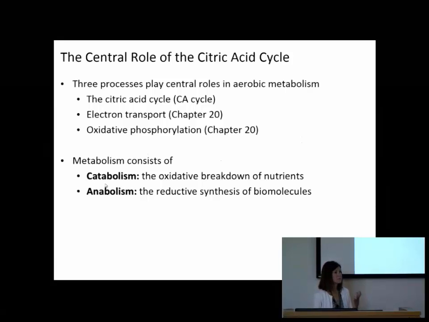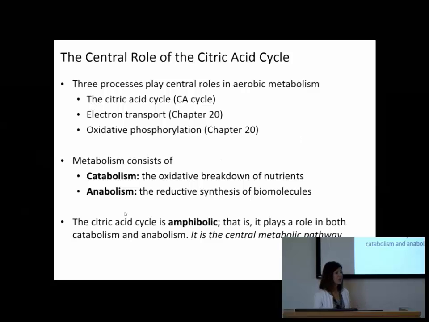Anabolic is a reductive method. So we're going to be taking carbons and putting hydrogens on them. We're building up. So catabolic, you're oxidizing, you're taking away hydrogens, putting in oxygen. Anabolic, you're taking away oxygen, putting in hydrogens. And so the citric acid cycle can be thought of as amphibolic. It plays a role in both catabolic and anabolic pathways.